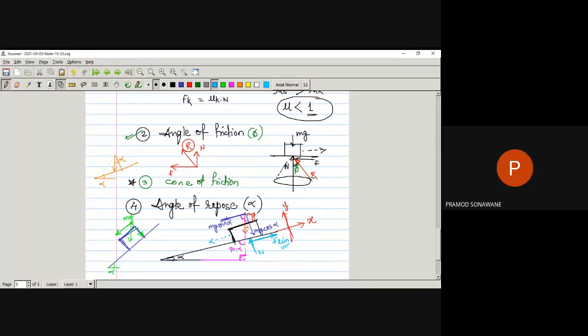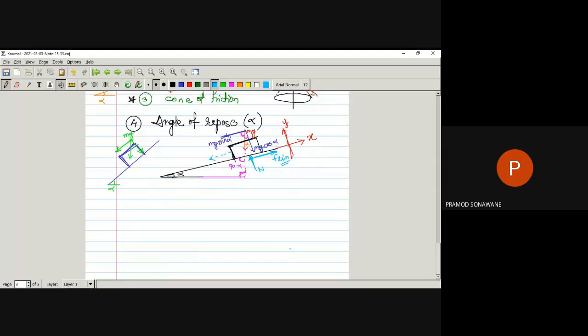Which forces did I draw? One, mg. mg is resolved in two perpendicular components, one along the plane, one perpendicular to the plane. Next, the plane will provide a perpendicular reaction to the block, which is normal reaction. And as my impending motion direction is downward, the direction of my frictional force will be opposite, that is upward. Did everyone understand the free body diagram? Yes. Okay. Now what will I do? I want the value of alpha. I want to find the angle of repose.